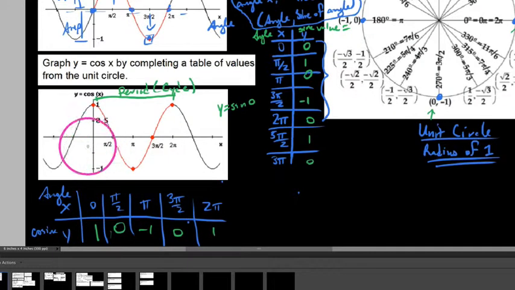Now, in terms of its amplitude, I'm going to write this on the graph also: amplitude is equal to 1 because this graph goes 1 above and 1 below its midline. So its amplitude is 1 here.